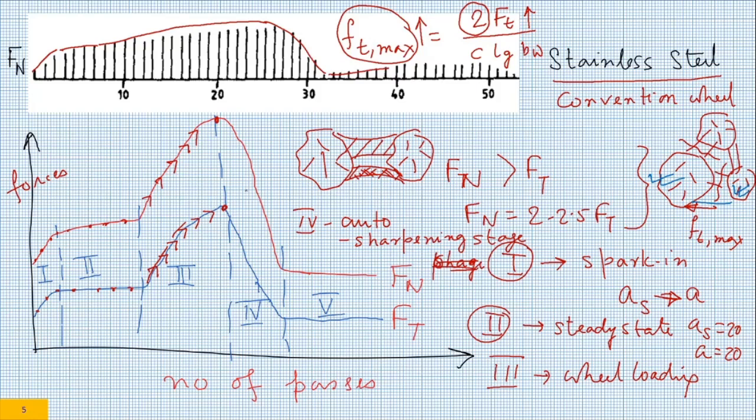This should have been much sharper. This happens over 3 to 5 passes and it comes down to a normal level. Once it comes down to a normal level, then your grinding wheel is completely devoid of any wheel loading. Fresh sharp grits have been exposed and they once again participate in the grinding process. So this fifth stage is once again steady state grinding, but this grinding is happening with a fresh set of grits which have been exposed, which are very, very sharp.